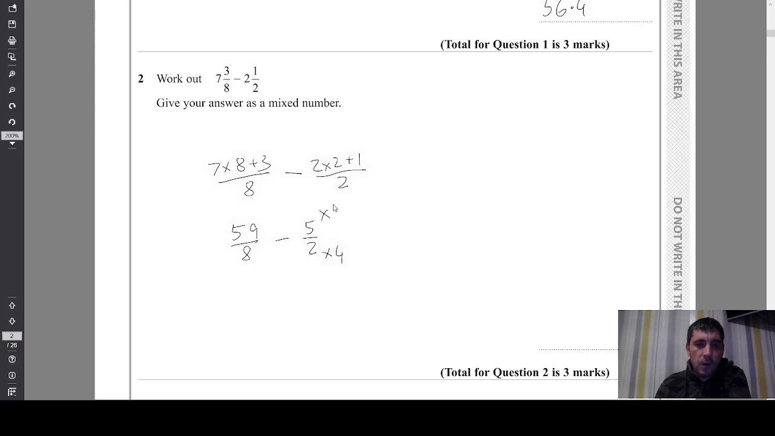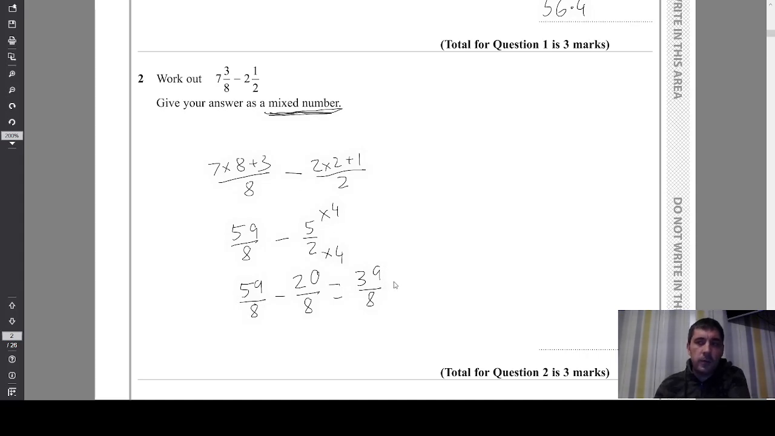So just times 4 on the numerator as well, and we get 59 over 8 take away 28 over 8, and that makes 39 over 8. Of course, an extra mark will be given if you give the answer as a mixed number, so always make sure that you read the question and highlight the key information.